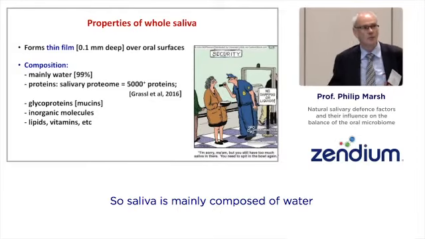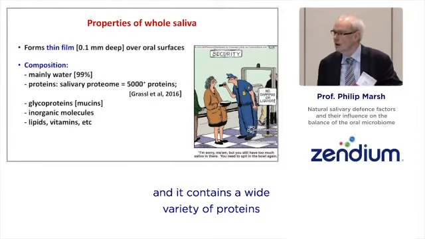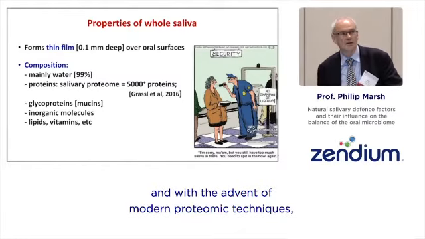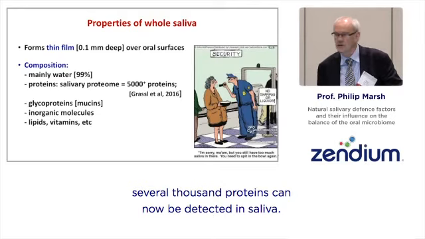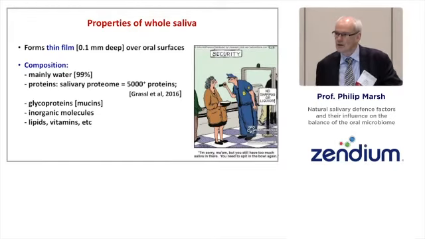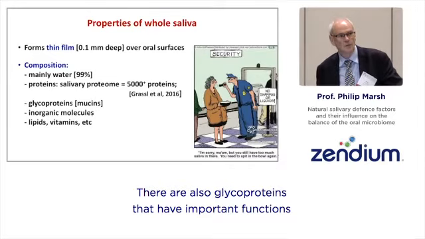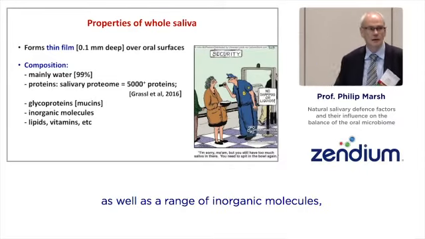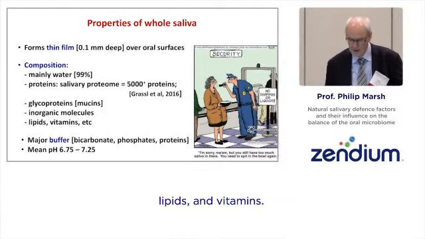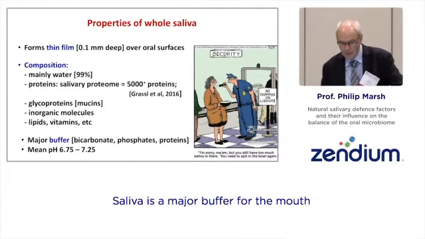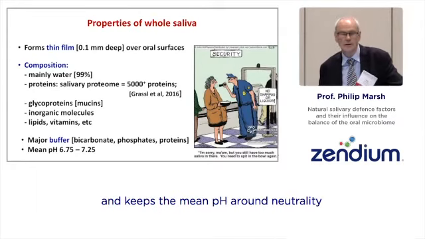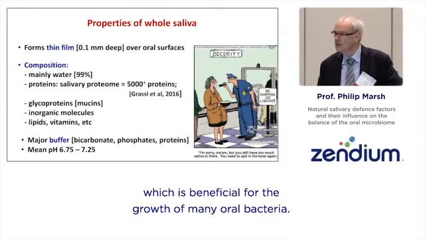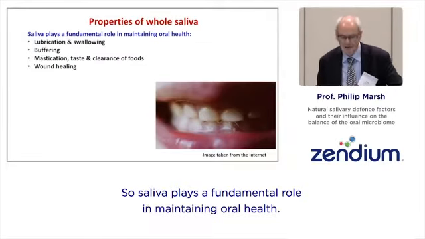So saliva is mainly composed of water, and it contains a wide variety of proteins. And with the advent of modern proteomic techniques, several thousand proteins can now be detected in saliva. There are also glycoproteins that have important functions, as well as a range of inorganic molecules, lipids, and vitamins. Saliva is a major buffer for the mouth and keeps the mean pH around neutrality, which is beneficial for the growth of many oral bacteria. So saliva plays a fundamental role in maintaining oral health.